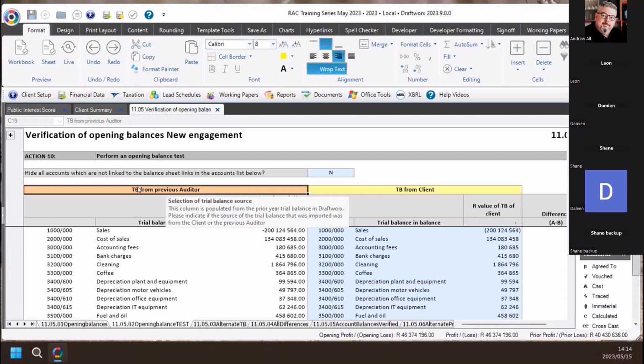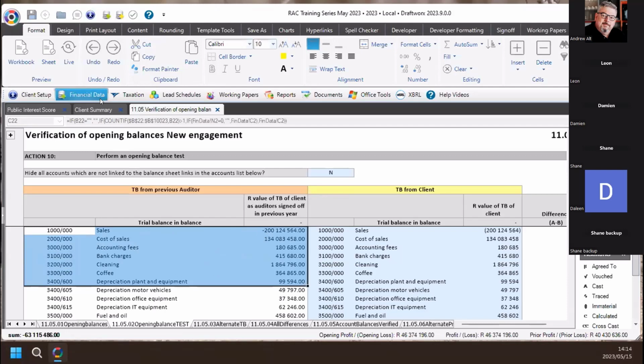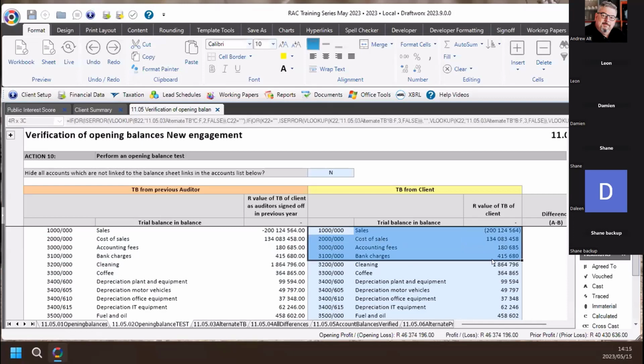And so what we do is, on the left-hand side here, the balances that you see are imported as the trial balance line item sitting within Draftworx. So it's going to come from our working trial balance, the prior year numbers. Okay. Then it asks me to bring in an alternative TB, and I'll show you where that happens in a moment.